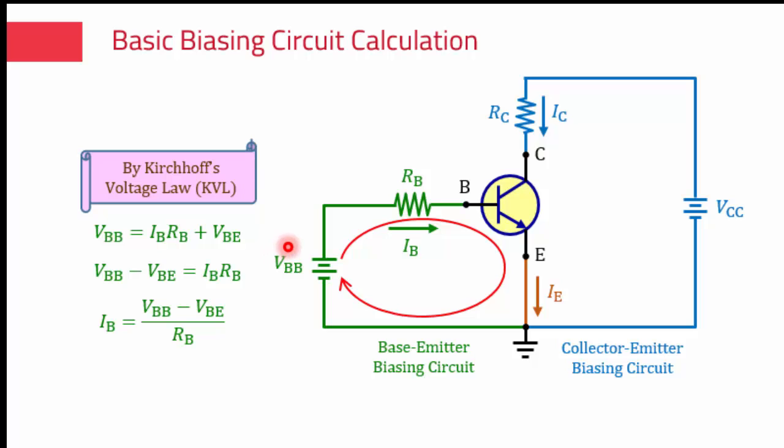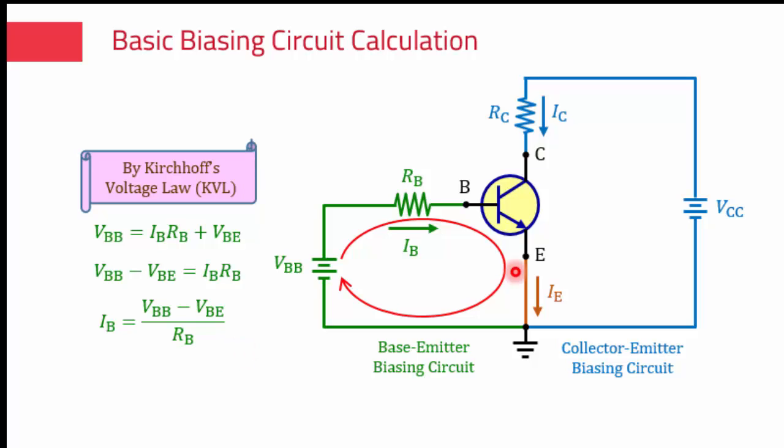the DC supply. Kirchhoff's voltage law states that the sum of all the voltage rises in a single closed path in the circuit is equal to the sum of all the voltage drops in that closed path. Hence, this equation is written. VBB is the voltage rise, and these two terms are the voltage drops. Rearranging the equation, we obtain this equation for the base current.